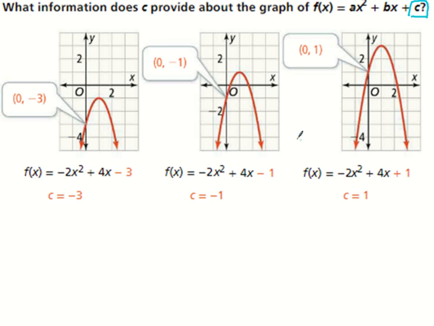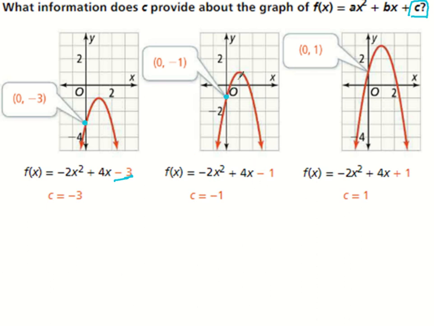I have 3 different graphs for us to look at. What I want to show you is that the C right here provides the y-intercept of each of these graphs. Whatever C is, that's your y-intercept. That makes sense because x being 0 is the definition of the y-intercept. If I plug in 0 for x, 0 times anything is 0, plus 0 times anything is 0, so it leaves us with C.